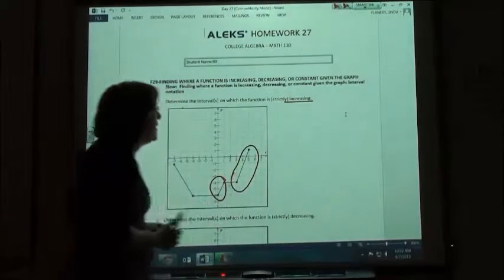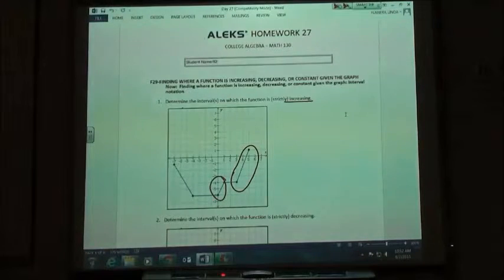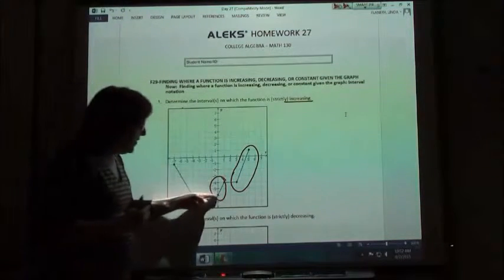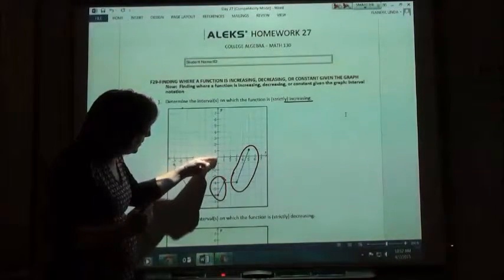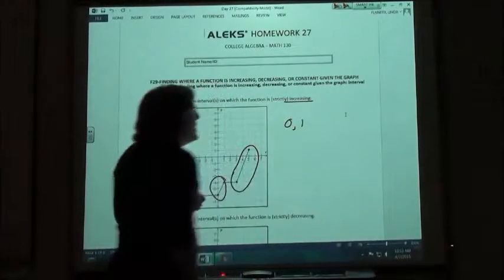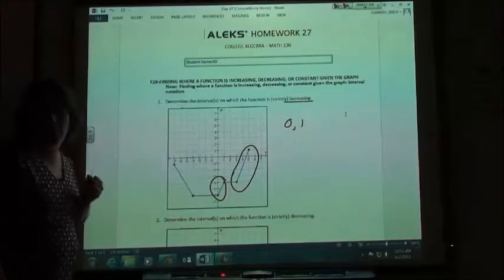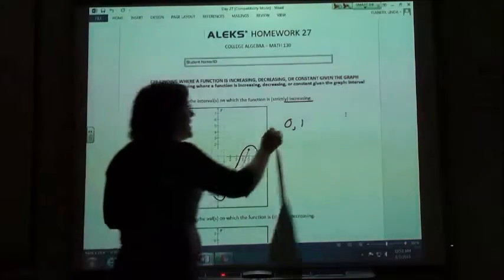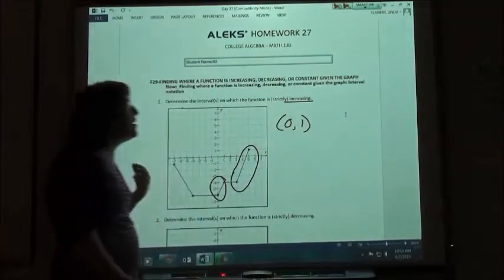this one is increasing. When I'm determining the intervals, I'm looking at the domain. So I'm looking at the x values of each of those endpoints. This one has an x value of 0. It goes to 1. Now the endpoints are not increasing or decreasing, so we're going to use parentheses. You'll always just use parentheses on here.